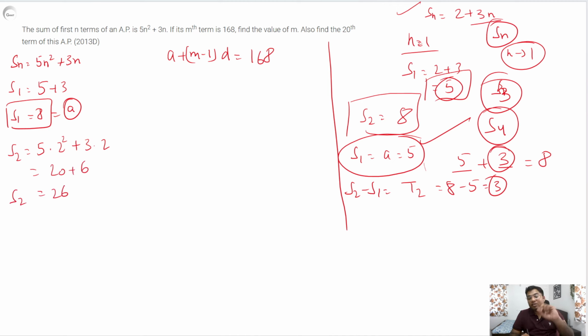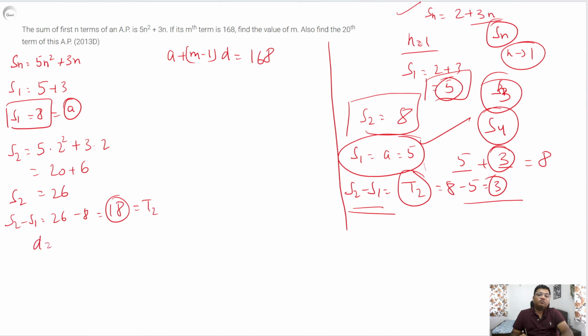But remember, this is S2. How do you find the common difference? Doing S2 minus S1, you will get the T2. And once you have the T2, you can subtract the second minus first term and you will get the common difference. So let's find out the second term of this AP by doing S2 minus S1, which is 26 minus 8. And 26 minus 8, if I'm not wrong, is 18. So the second term is 18. What do you think the common difference would be? Second term minus first term. So 18 minus 8, which is 10. So I have the value of common difference also now.